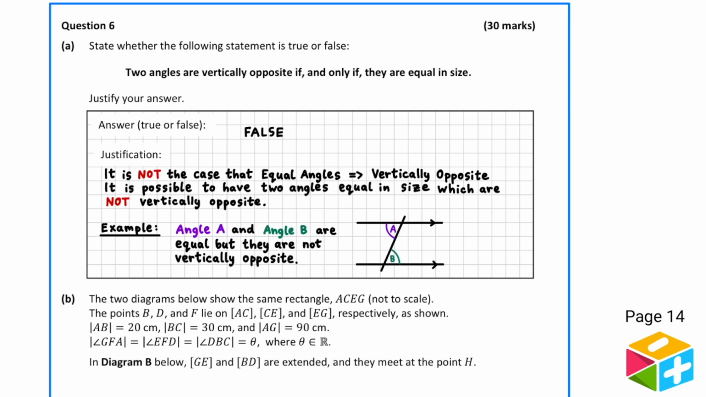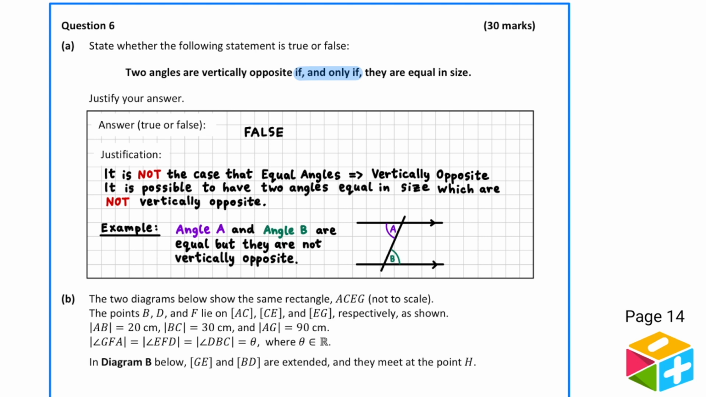In question 6a, we're given a statement and we must determine whether it's true or false. The statement is, two angles are vertically opposite if and only if they are equal in size. The phrase "if and only if" means that the implications must go in both directions.